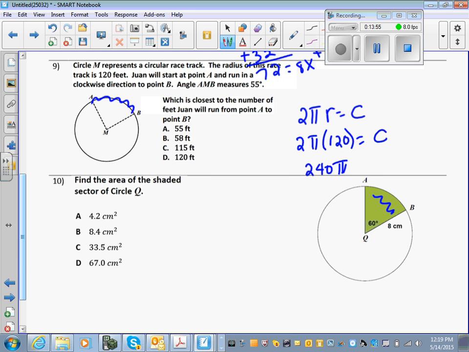But they're only interested when it is 55 degrees. So what you need to do is just multiply this by 55 over 360. Okay, and then you'll find the answer. The same way with this one.